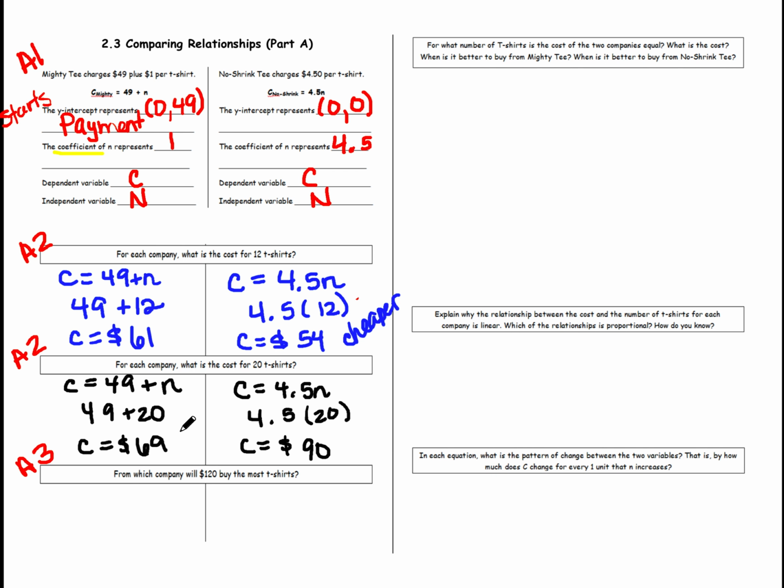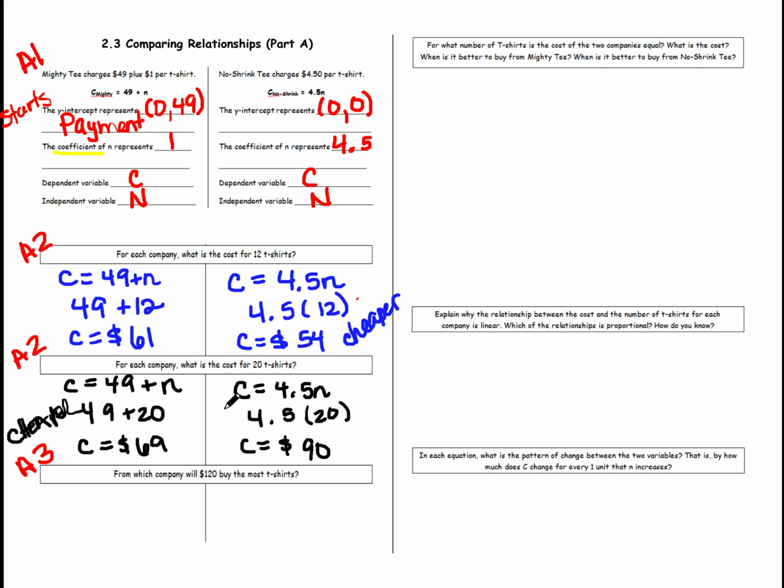Holy cow, that's a lot more money. I mean, just look at the difference here. By adding a few shirts, we went from $54 to $90 just by adding a couple shirts. And then over here, you only went up $8. So obviously now this one is the cheaper company to go with. So once you pass a certain point, you'll see that one of the companies will outnumber the other.